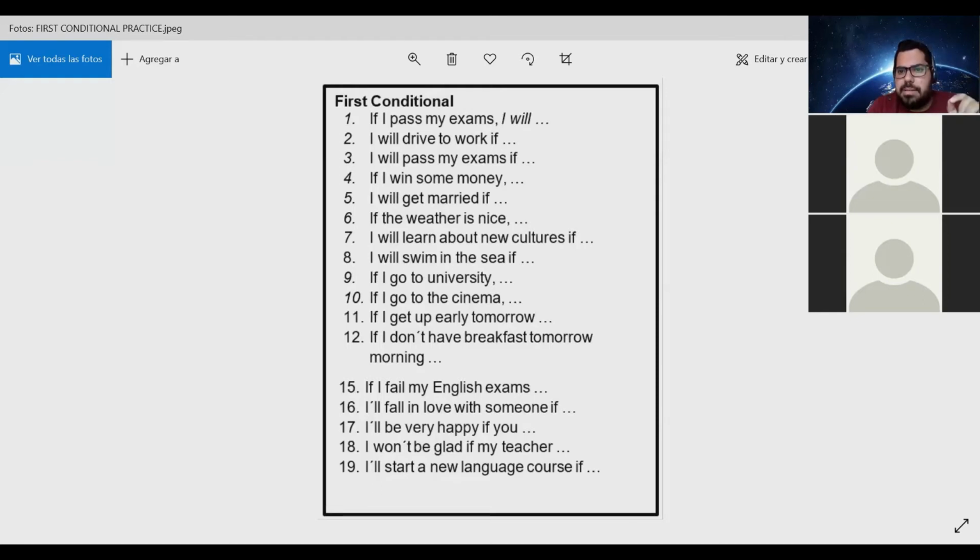Profe, ¿puede poner lo anterior para tomarle foto? I'm gonna send a picture, buddy. Let me send a picture with an explanation. Just give me a second, buddy. Okay. I sent a picture, guys, with a little bit about the structure and the explanation, okay?